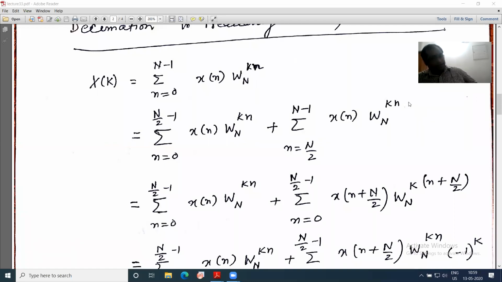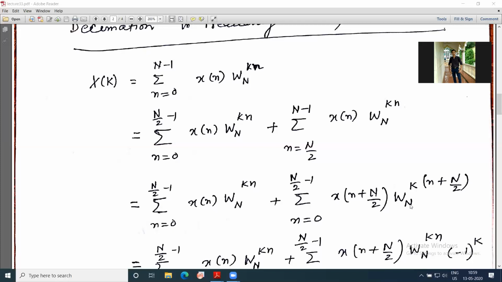Agreed. Very good. So now if I substitute n equal to 0, the first term will also be x of N by 2 W_N^K into N by 2. So these two terms remain same. Here if you put n equal to N by 2, whatever result you get from this particular section, if I put n equal to 0 here, these two results are identical.